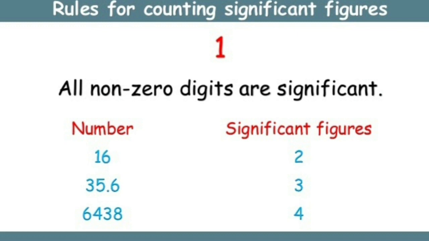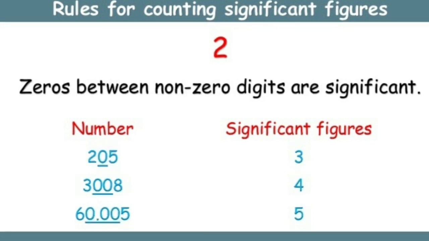So, examples are given. If a measurement is 16, significant figures is 2. If it is 35.6, it is 3. 6,438, number of significant figures is 4. Now, the second rule is zeros between non-zero digits are significant. So if the measurement comes as 205, the number of significant figures is 3.